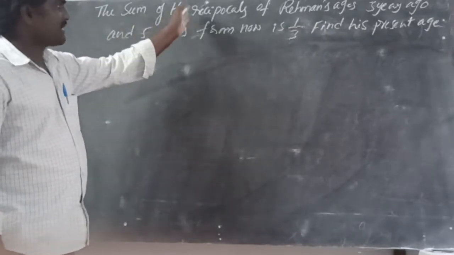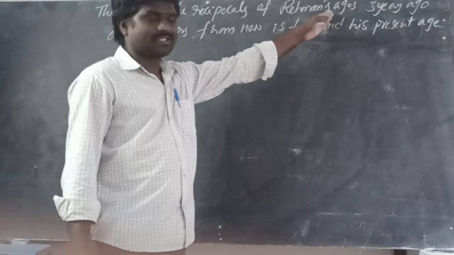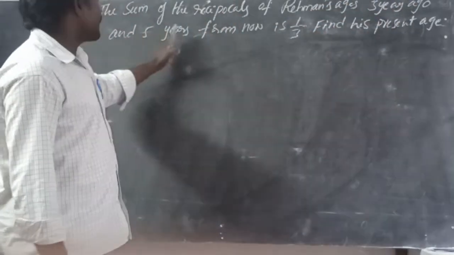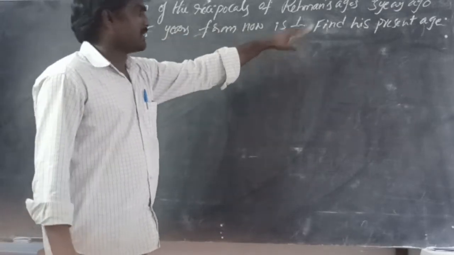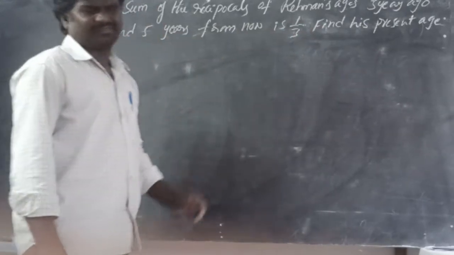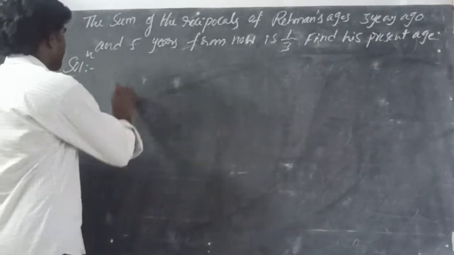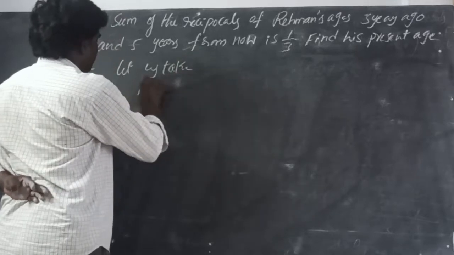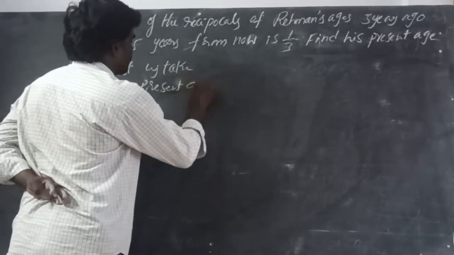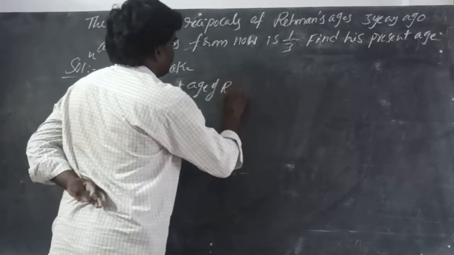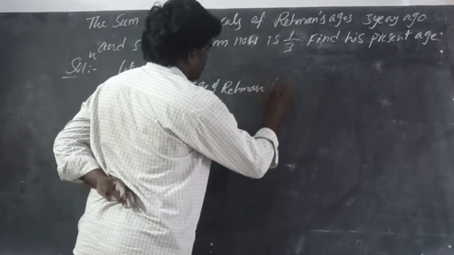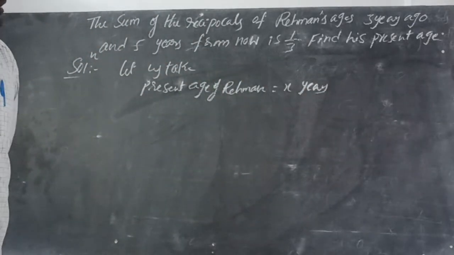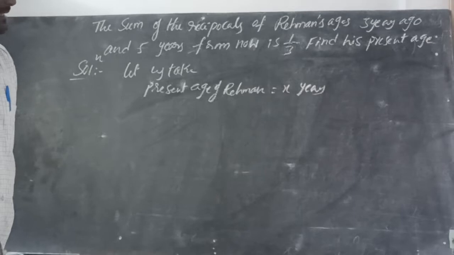The sum of the reciprocals of Rahman's ages 3 years ago and 5 years from now is 1 by 3. Find his present age. So let us take the present age of Rahman as x years. So what is the given condition? The sum of reciprocals of Rahman's age 3 years ago.